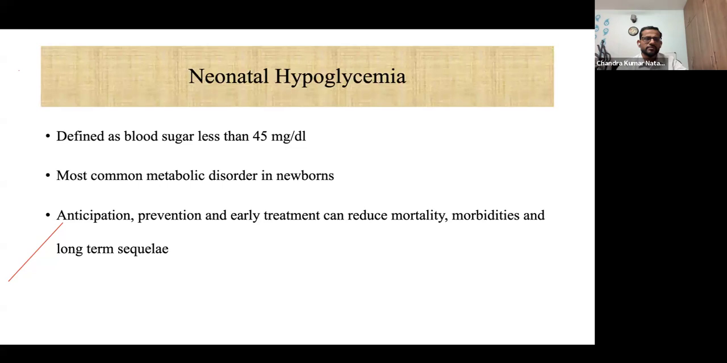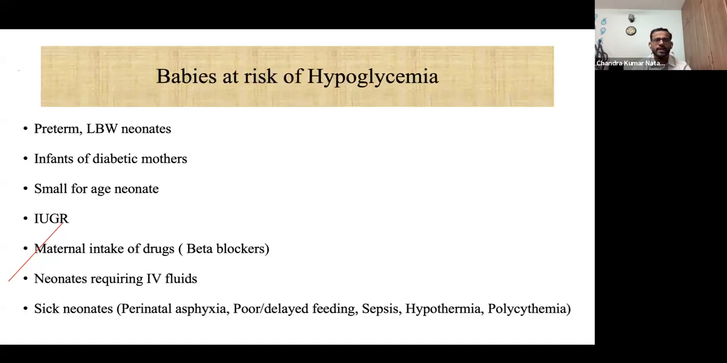So as I told you, it is the most common transient metabolic disorder observed in newborns, and you have to anticipate, prevent it, and if you treat it early, you can reduce the mortality and especially the morbidity and the long-term sequelae associated with hypoglycemia.